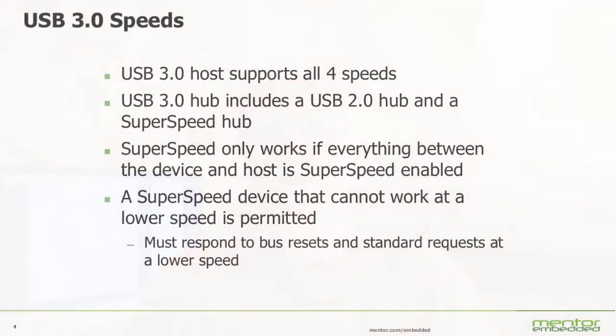The interesting thing about USB 3 though is speed, and USB 3 hosts will support all 4 speeds normally. A USB 3 hub actually includes a USB 2 hub as well as the SuperSpeed hub. SuperSpeed only works if everything between the hub and the device actually supports that speed. That's kind of obvious, but it needs pointing out. Something else about SuperSpeed is a device can decide that it will only work at that speed, in which case it must support other speeds just enough to be able to tell the host, sorry, I can't work at that speed, and be able to handle resets and that kind of thing.